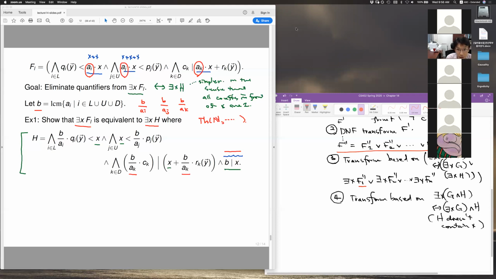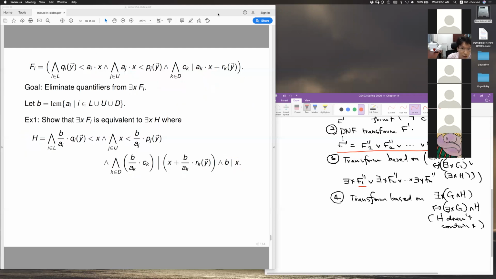Okay, so let me tell you why that is the case. What we have to prove is that exists X FL and exists X H are equivalent. What does exists X FL mean? It means that the constraint that we wrote about X has a solution. Exists X H means that the constraint that we wrote at the bottom, a constraint about X, has a solution.